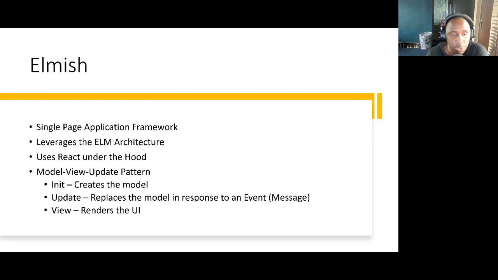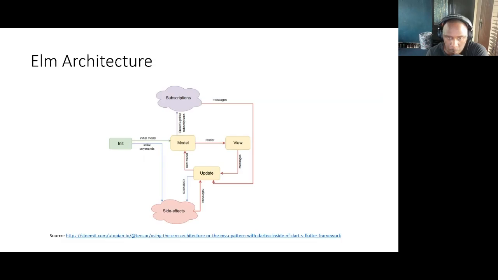The init function creates the model, which represents the state of the application, the visual state of the application. The update function takes an event, a mouse click, a timer triggering, or a message, and generates a new version of the model as well. Then it hands that over to the view, which renders the UI. So this is the Elm architecture in a nutshell.